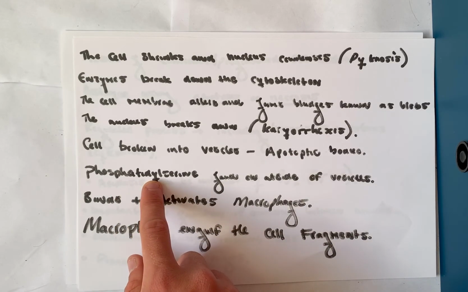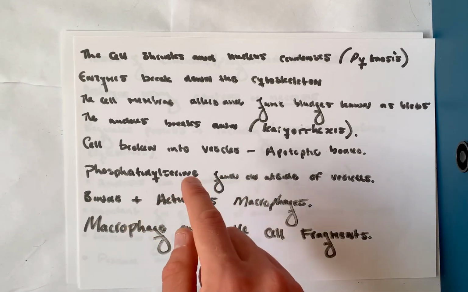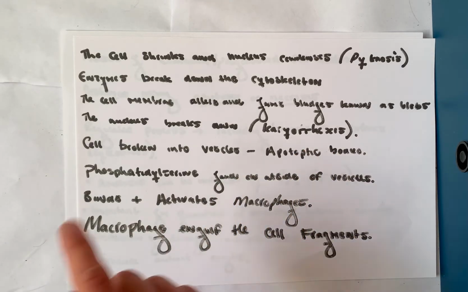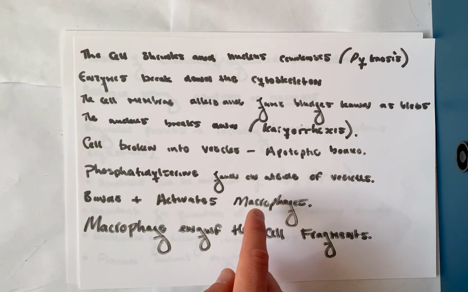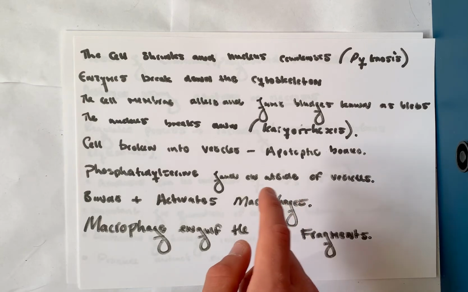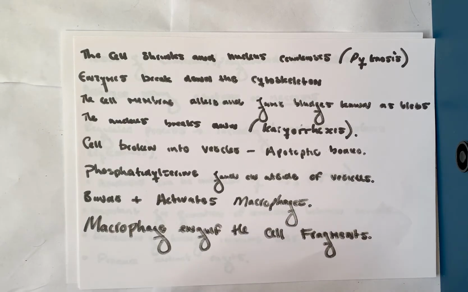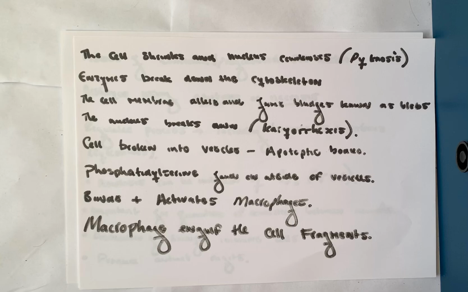Phosphatidylserine is a phospholipid that is usually found on the inside of vesicles, but it is present on the outside of these apoptotic bodies. What happens is this phospholipid binds and activates immune cells known as macrophages. These macrophages are just differentiated monocytes which have left the bloodstream. And what happens is once these are activated, they engulf and digest the cell fragments, and therefore the cell has died and it is just being destroyed in a controlled manner.